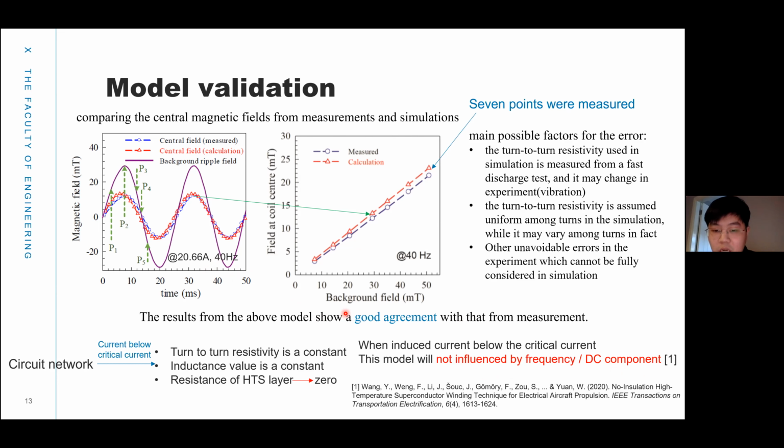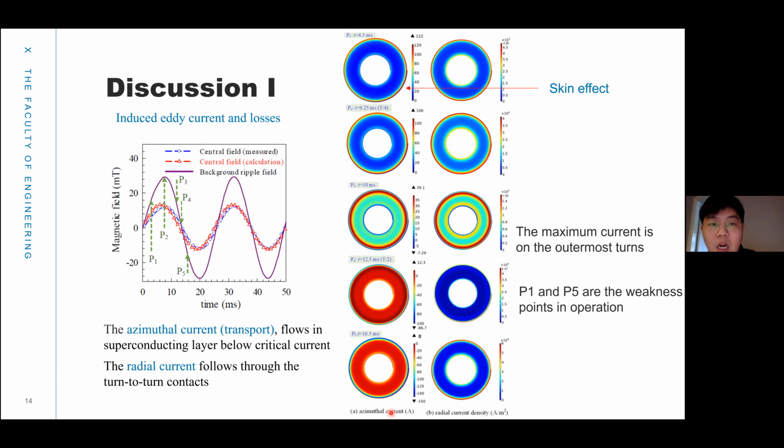Details of the discussion have been published in this paper. If you are interested in this area, you can find more details in this paper. And here's the discussion on how the coil performs, and how the induced eddy current and loss behave under the background field.